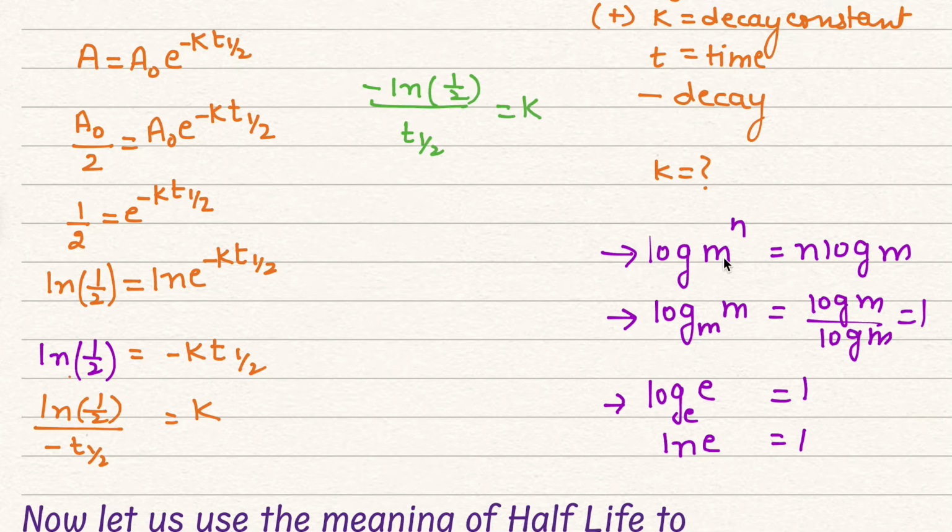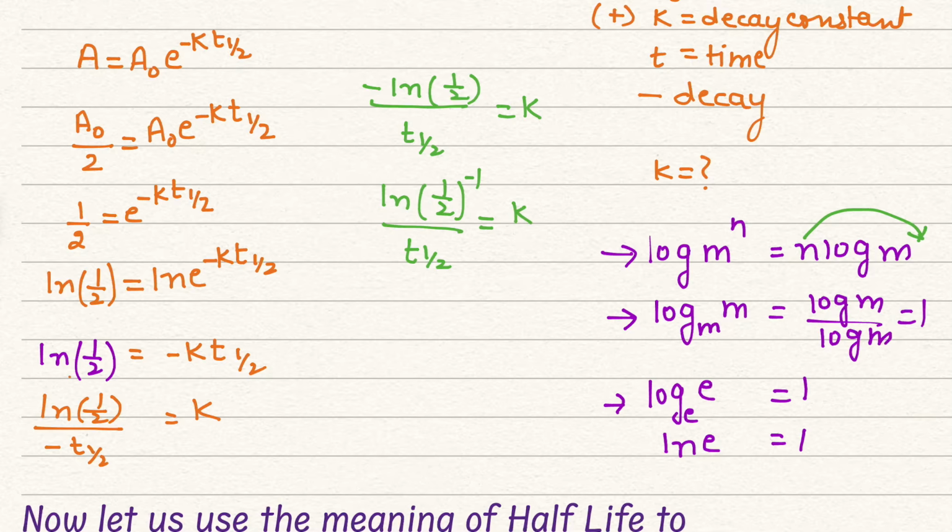Again, I am using this property in reverse. If n is the negative sign here, I am just giving it as a power. That is natural log of 1 by 2 raised to the power negative 1 over half-life period is equal to k.